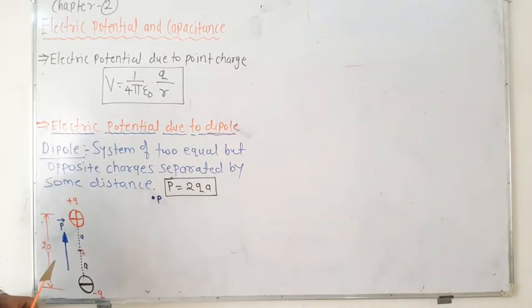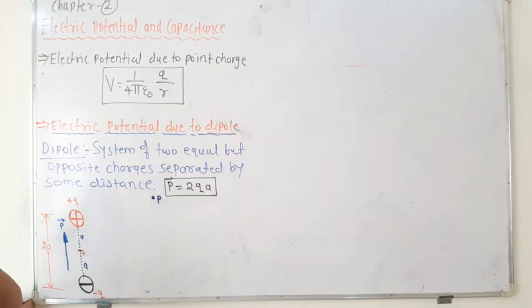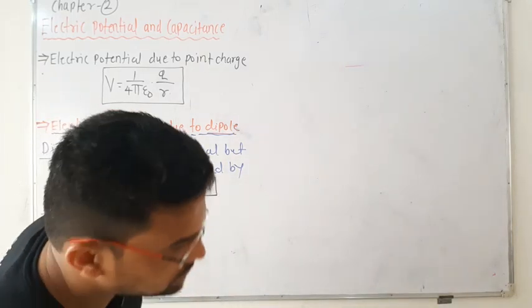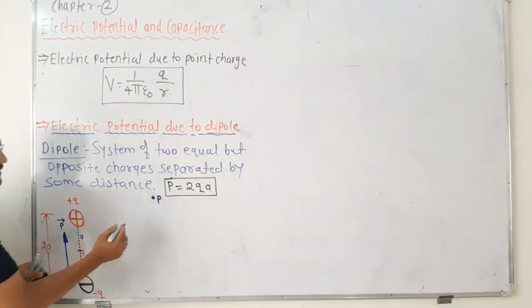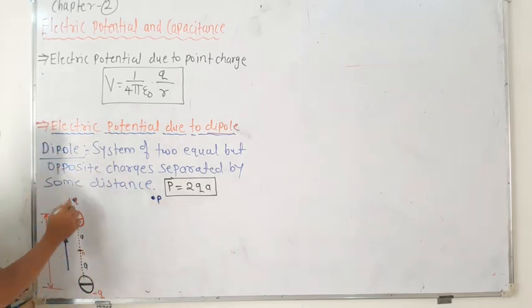Here is the dipole which I have already drawn: a negative charge and a positive charge separated by a distance 2a. From the center of the dipole to the positive charge the distance is a, and to the negative charge the distance is a. The dipole moment p is always directed from negative charge to positive charge. This is the simple construction. Now consider that point P is located somewhere here, where you wish to find the electric potential due to the dipole.